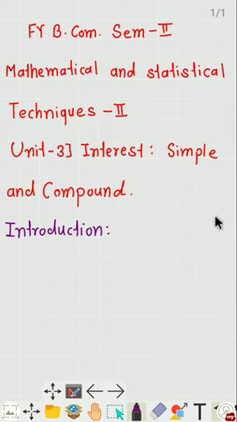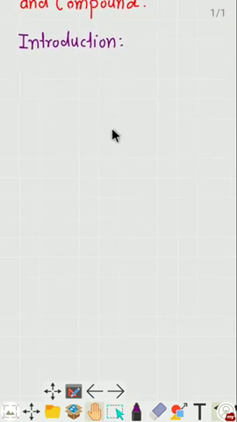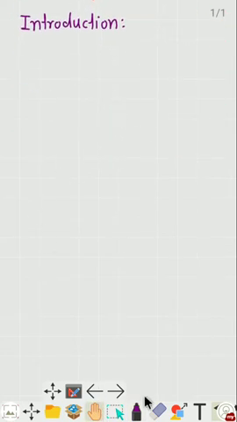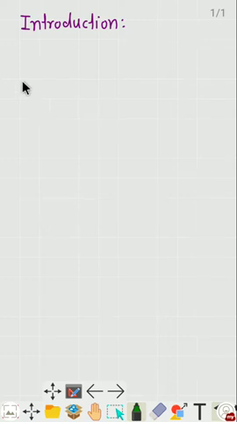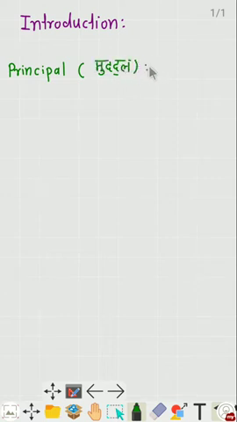So let us see some useful terms in this unit. So first useful term is principal. So let us write some useful terms. First is a principal. In Marathi it is called as muddal. Okay, the money invested or borrowed or lended is called as a principal.